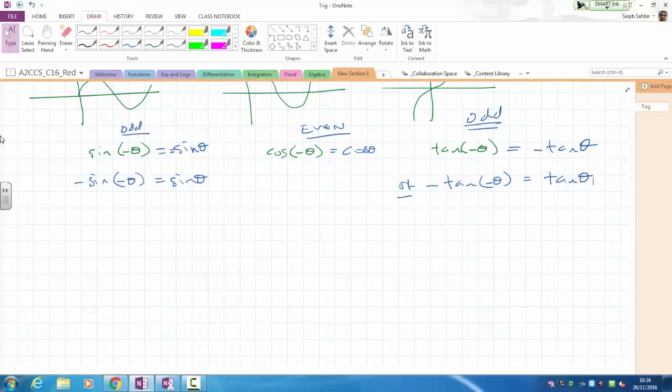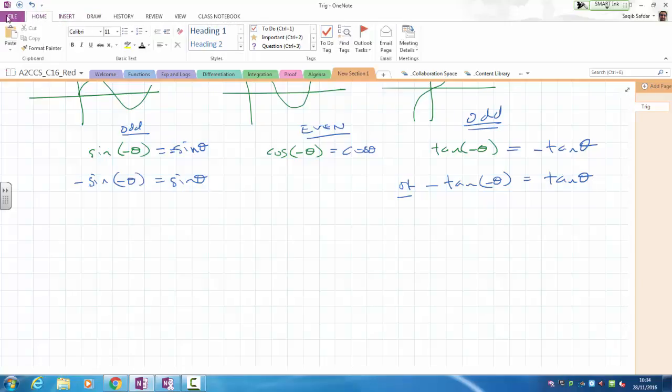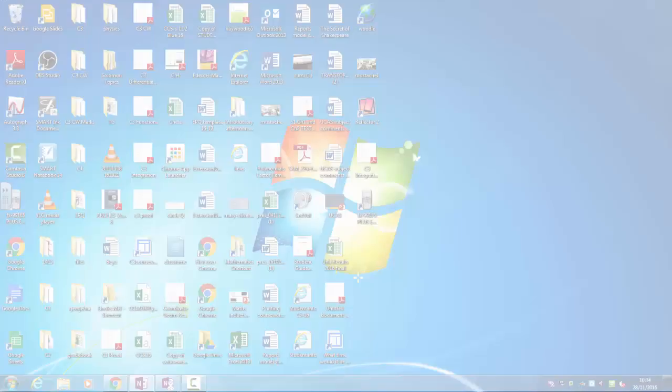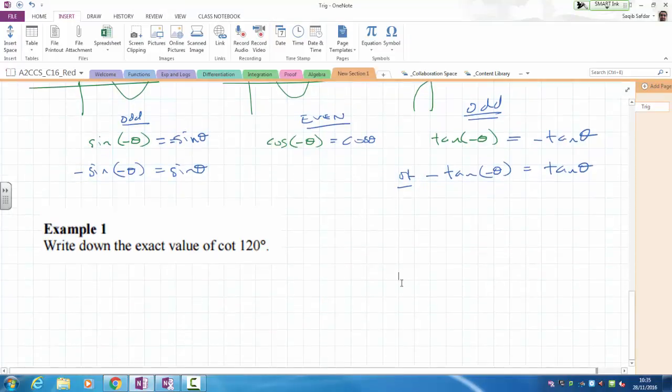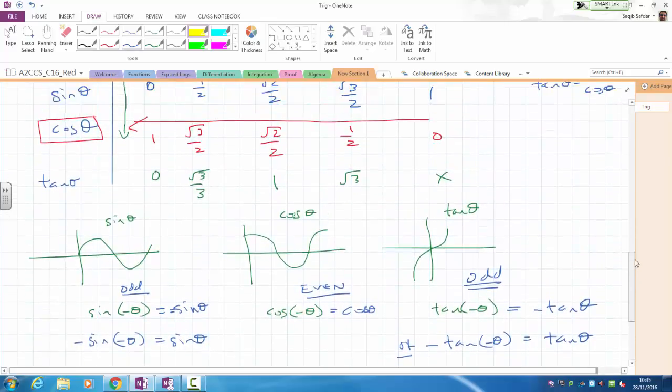The question is, let me put it in here. Write down the exact value of cot 120. Now, the moment they've said exact value, that should ring a bell. What are you thinking about? When you say exact value, what are we going to think about? Surds. And when you think surds, which angles are you going to think about?